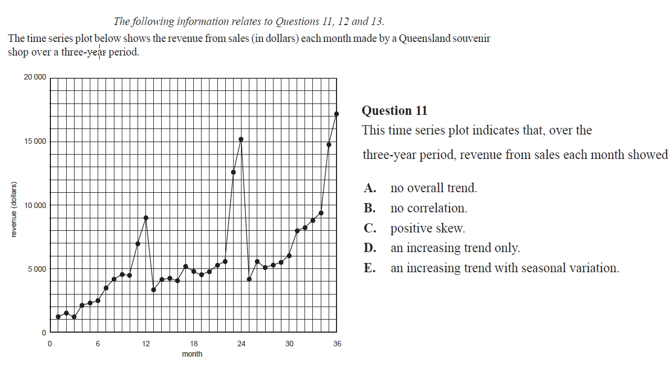Now we have a time series plot showing the revenue from sales in dollars each month made by a Queensland souvenir shop over a 3-year period, and this will relate to 3 questions, 11, 12, and 13.